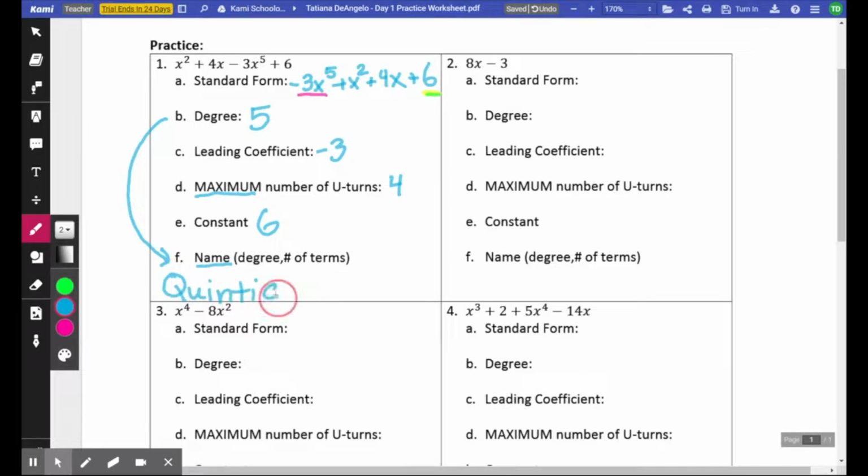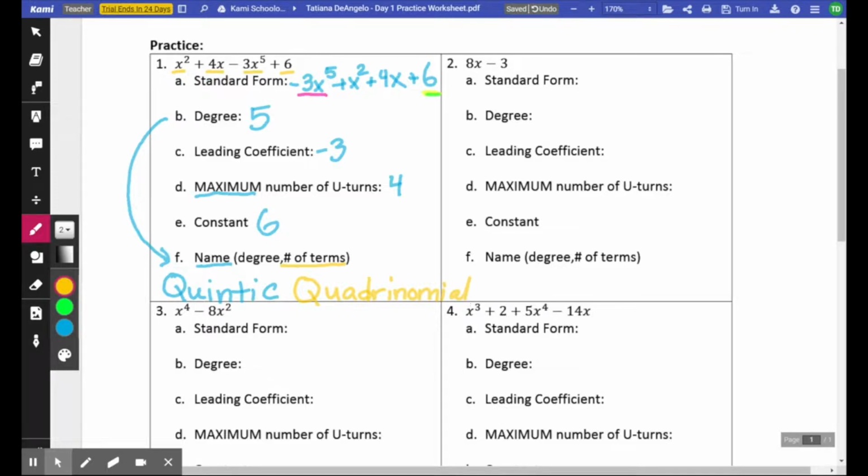Quintic. But then notice also that it says name by number of terms. So I want to count how many terms there are. There are 1, 2, 3, 4 terms. So since there are 4 terms, that means that this is a quadrinomial. So this is actually a quintic quadrinomial. Okay? All of these are going to have nomial at the end. So quadrinomial, binomial, trinomial, all of those have nomial at the end.